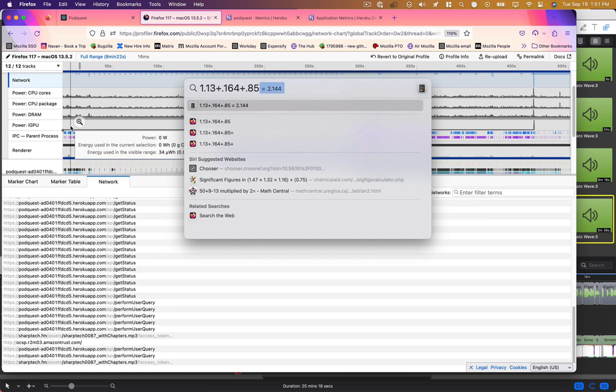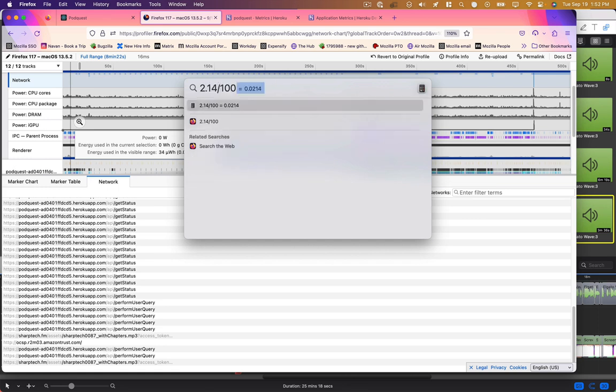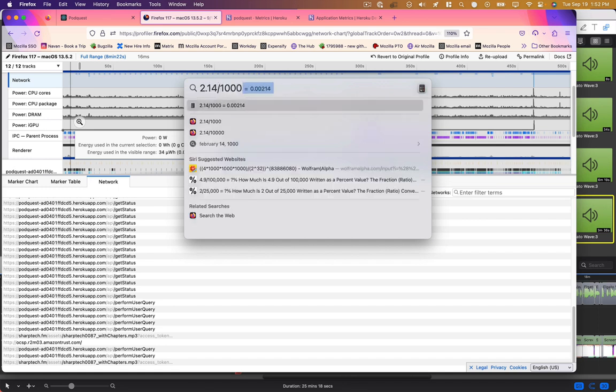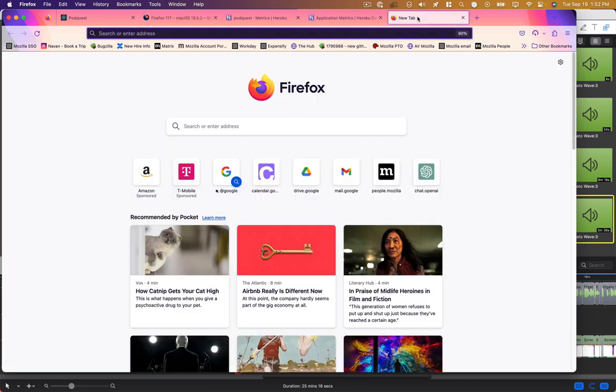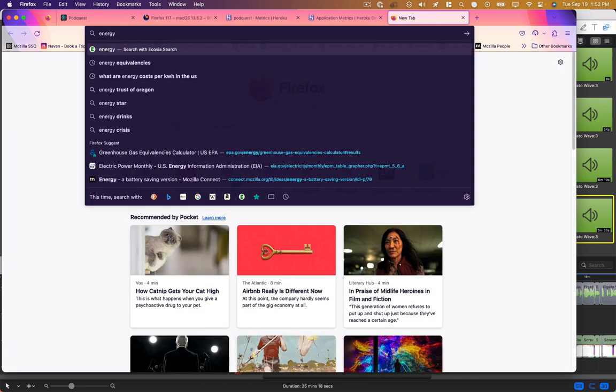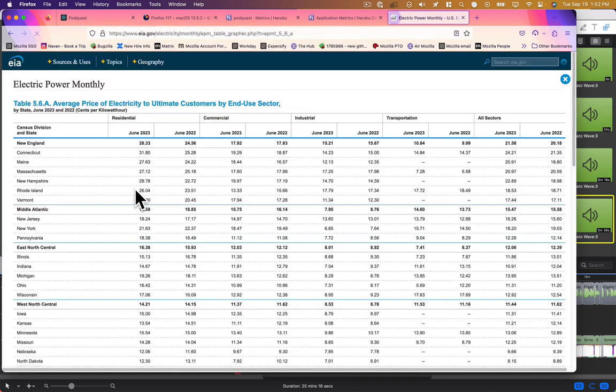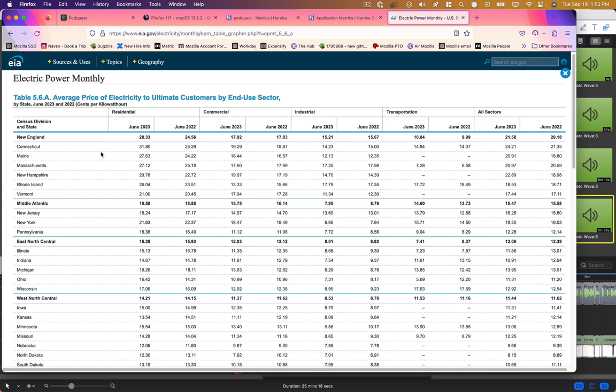And I came across a website that tells you what your energy costs you, which is, I don't know, a good thing to know, I think. So 2.14 divided by 1,000, that's 0.00214. That's what we used in kilowatt hours. And this was called the Electric Power Monthly, U.S. Energy Information Administration. Here's what your energy costs you in cents per kilowatt hour.